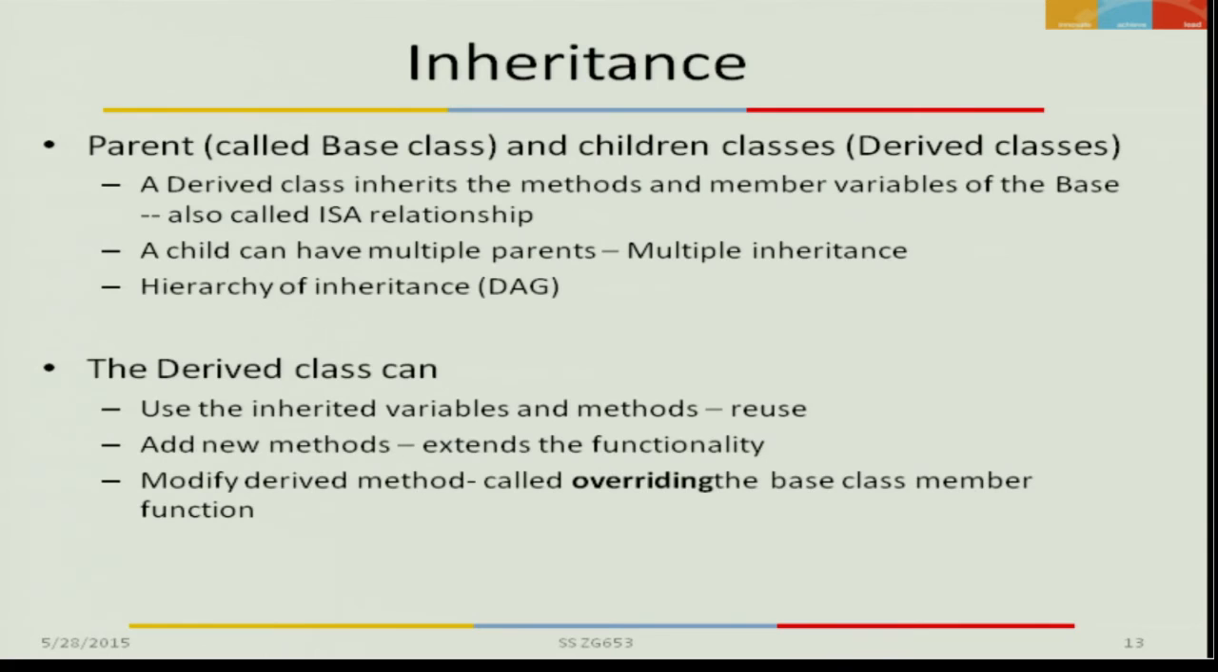The derived class can use inherited variables and methods, which is called reuse, and it can add new methods, which is essentially extension, or extending the functionality. Modifying a derived method is called overriding the base class member function. So modification, adding new methods, etc. are possible, or even reuse as it is. These things are possible, and they actually play a very crucial role in improving modifiability.